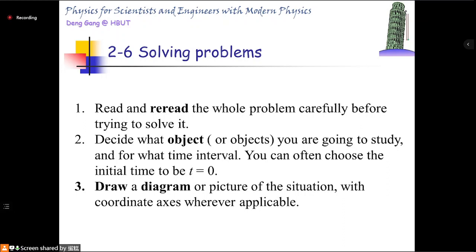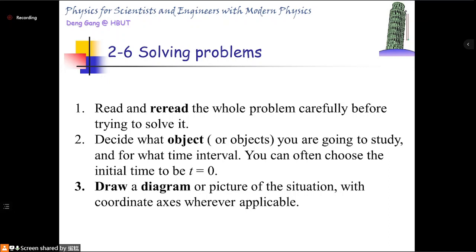When you want to solve a problem, first you need to read and read again the whole problem carefully before trying to solve it. Then we need to decide what object or several objects you are going to study and for what time interval. And usually we need to choose the initial time to be t is equal to 0. That is very helpful.